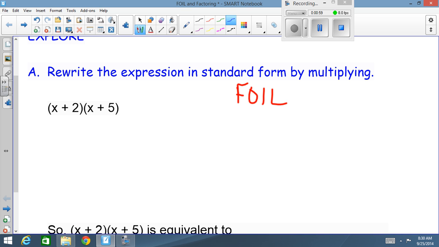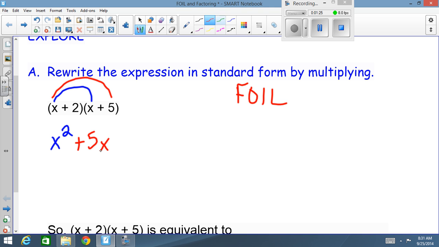Okay? So here we go. The F stands for first, and that means the first term in each of those binomials. X times x is x squared. The O means outside, so the outermost terms. That's going to be these out here, the very outermost terms. X times 5 is just 5x.